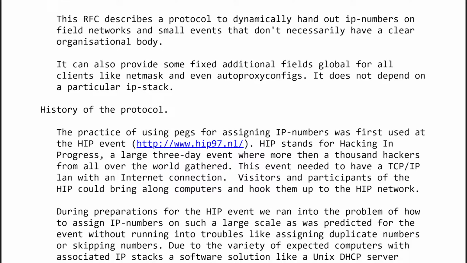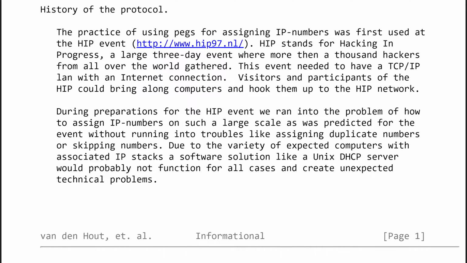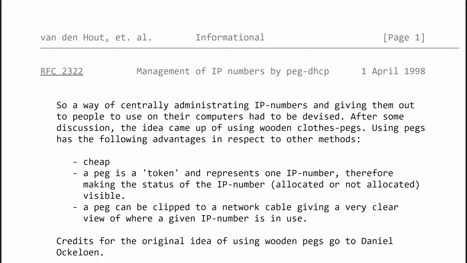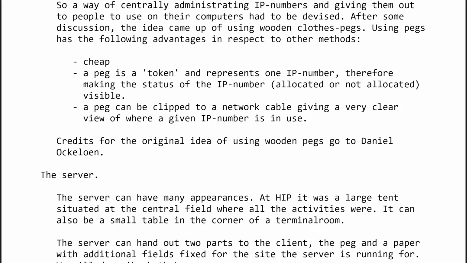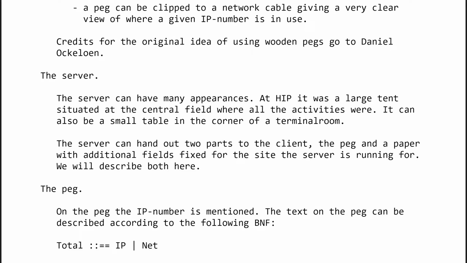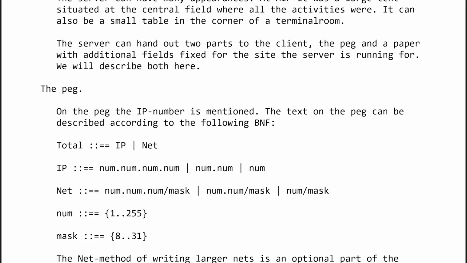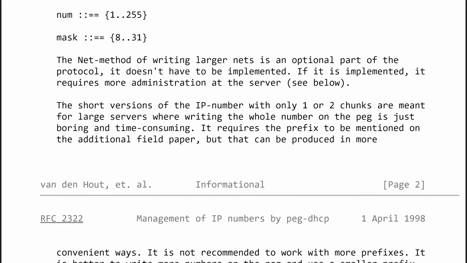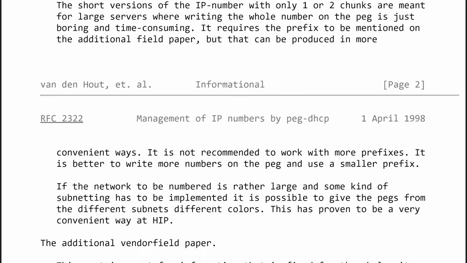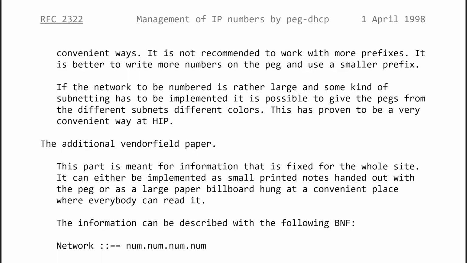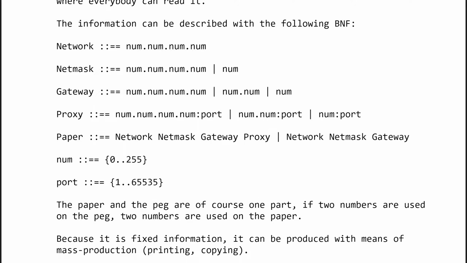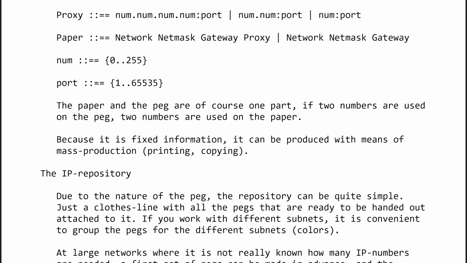Management of IP numbers by per-dhcp. Okay, now we have quite a few neat ways to represent an IPv6 address, but what is the best way to assign them to clients? In most scenarios, DHCP is sufficient, but in some scenarios the use of per-dhcp might be advantageous. A central distribution station writes IP addresses onto wooden clothes pegs and then hands those out to clients in need of an IP address.